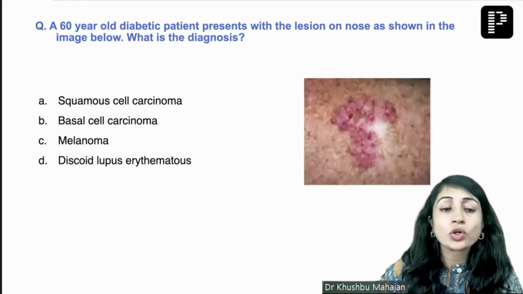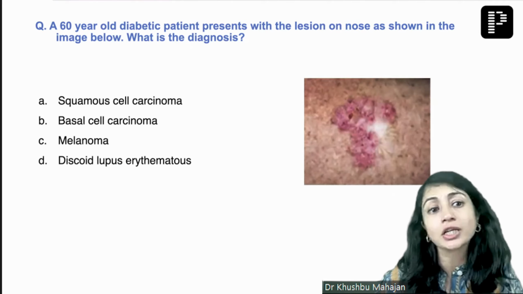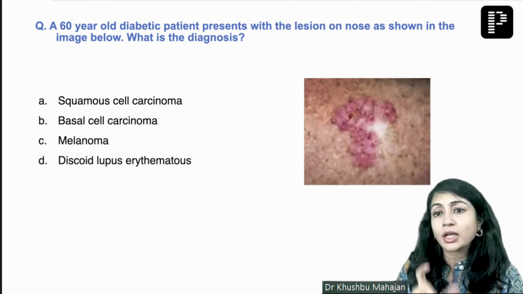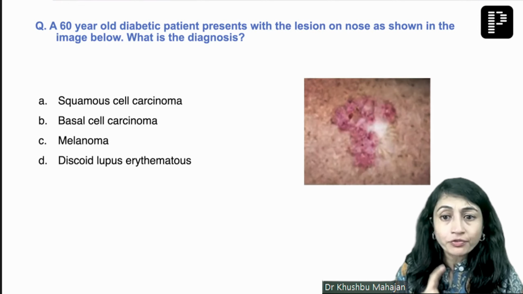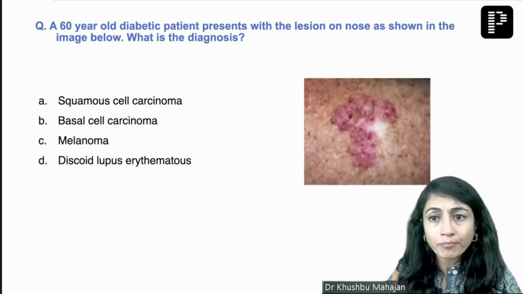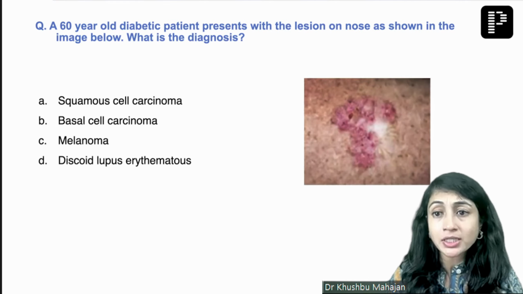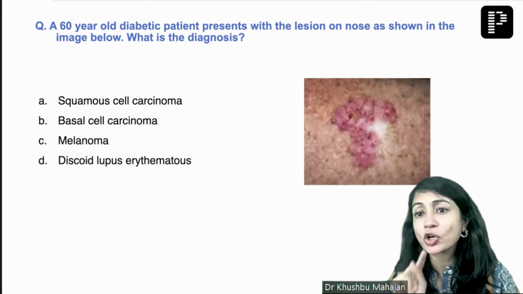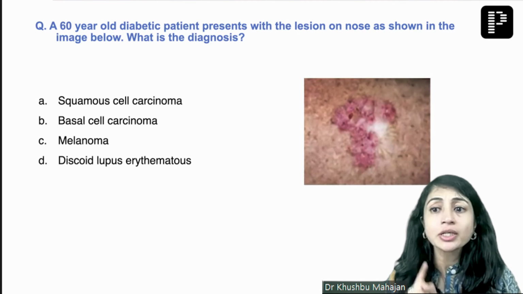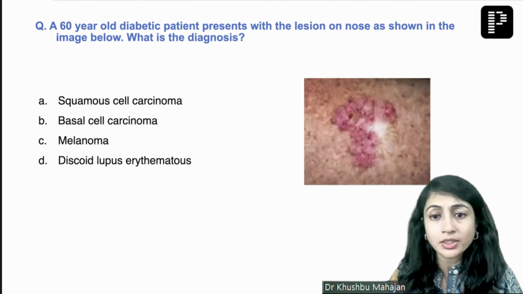The next question was, a 60-year-old diabetic patient presents with a lesion on the nose as shown in the image below. What is the diagnosis? So you were given an image of a plaque which showed raised erythematous margins, which are looking thready, which has telangiectasias, and there is some central scarring that you see. And the lesion is present on the nose. So what is the probable answer for this one?